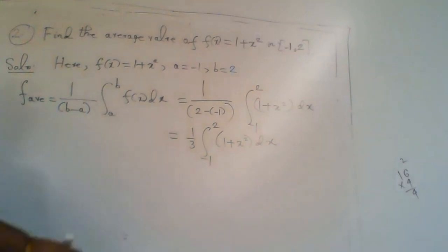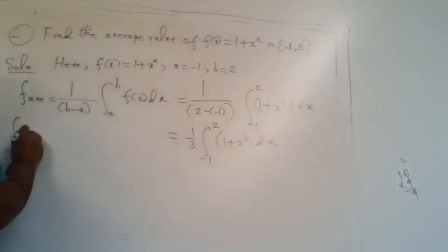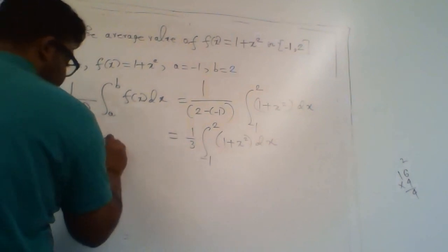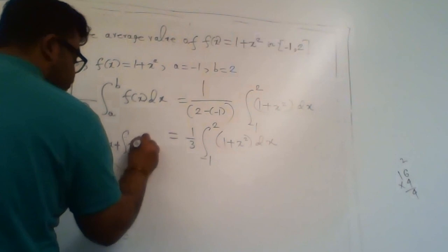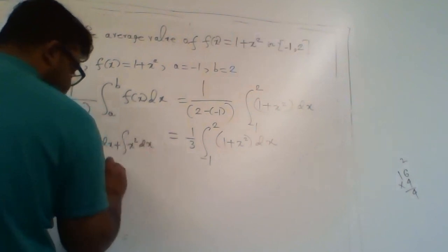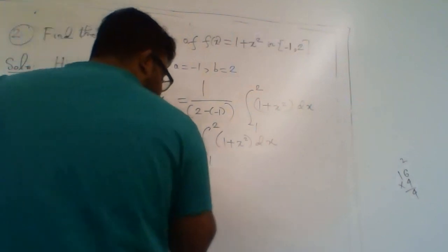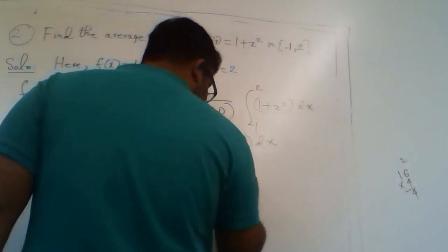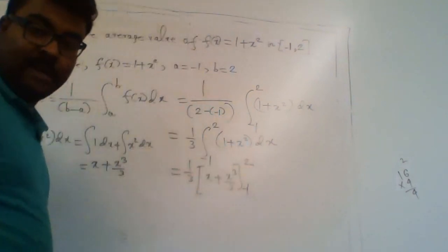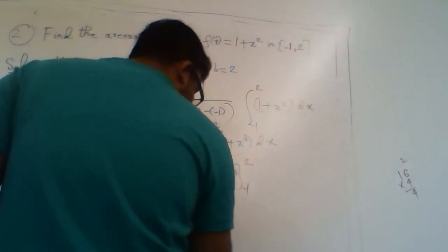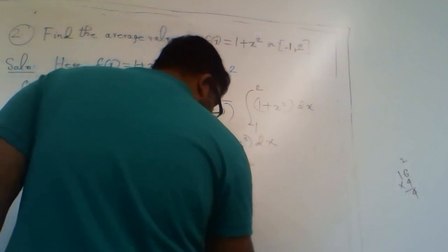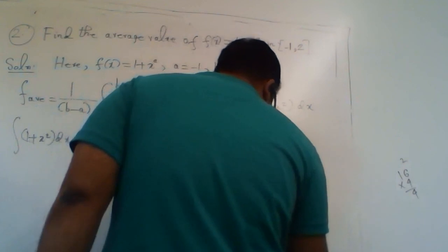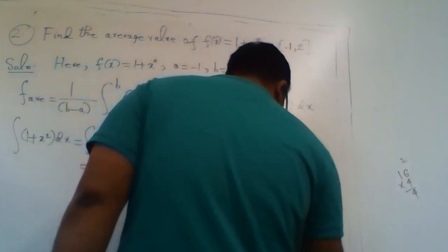So first of all, to find this, we'll forget the limits and find the integral of 1 plus x squared dx, which is integral 1 dx plus integral x squared dx. So this is x plus x cubed by 3. Now we have to put the top value and the bottom value. If you put the top value, you get 2 plus 2 cubed by 3. You put the bottom value, you get minus 1 plus (minus 1) whole cubed by 3.